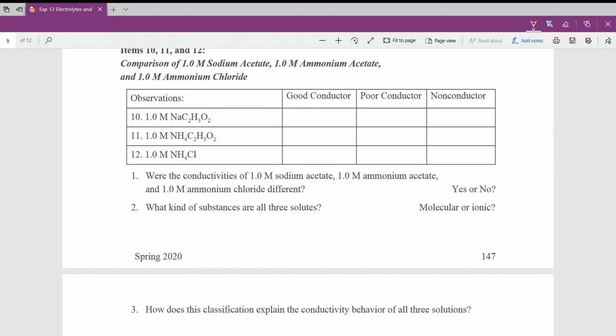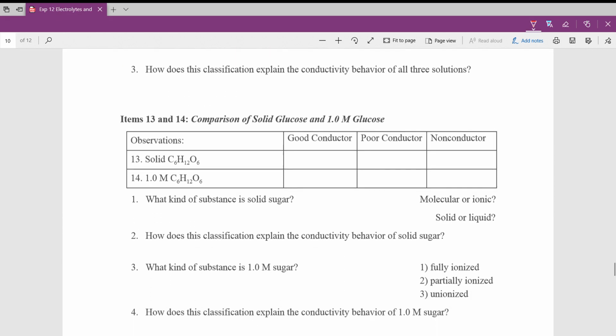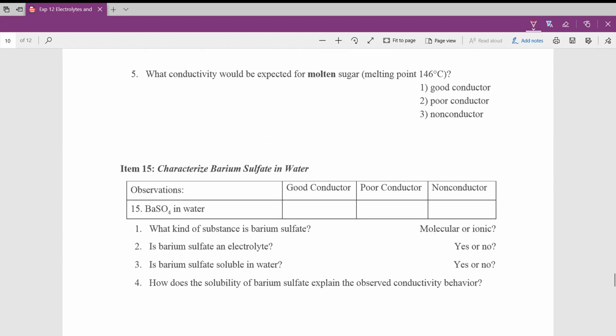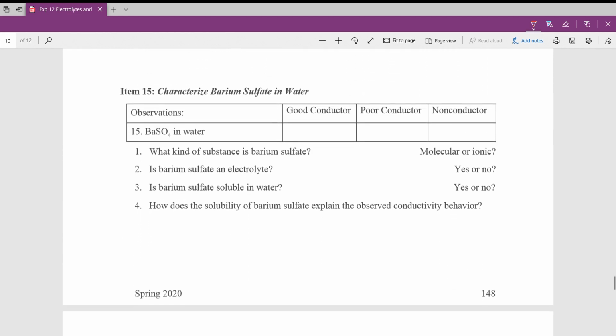These are all ionic compounds. Okay. The NH4 is a cation. Okay, NH4 plus. Remember that. Ammonium. And another hint: these are all highly soluble. Okay, there's glucose. I already explained glucose. C6H12O6. Barium sulfate in water.